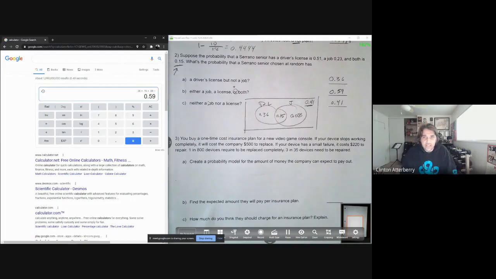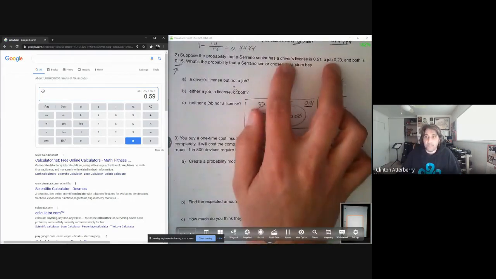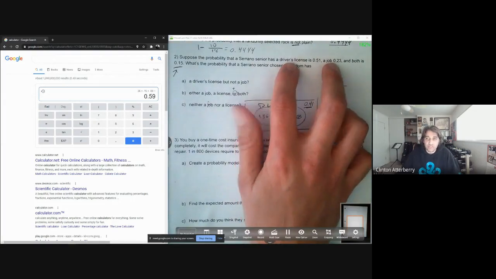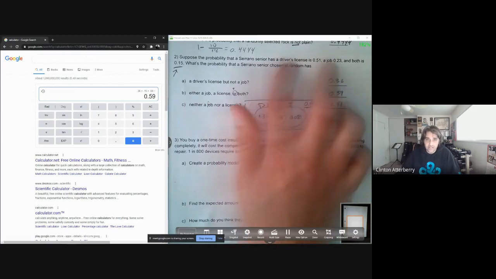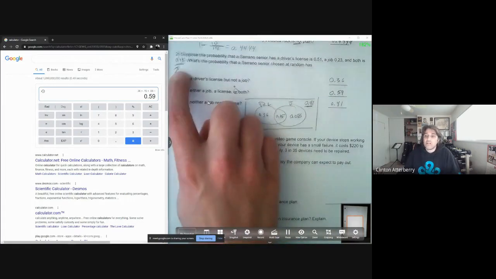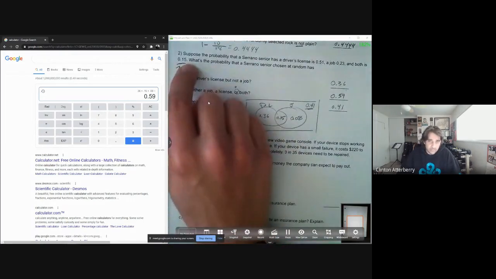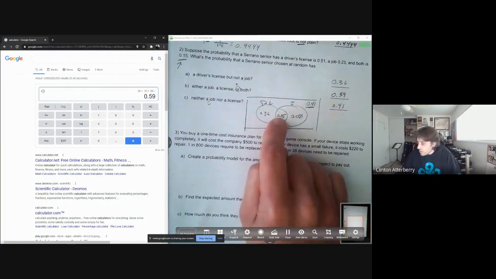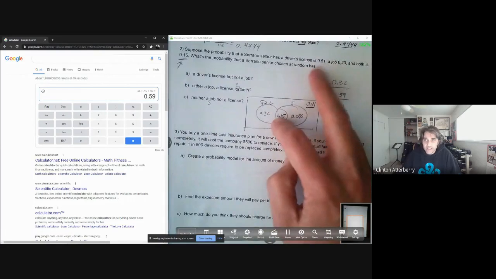When you see a question that gives you probabilities like this, this is a Venn diagram problem. You can have more groups of people, but this is just two groups of students at Serrano. You have those that have a license and those that have a job. And like any other good Venn diagram, there's a mix of both in the middle, which in this case is 0.15. So we always start from the inside out. We know both is 15%. However, we were told that people have a license, and that's 51%, 0.51 probability.